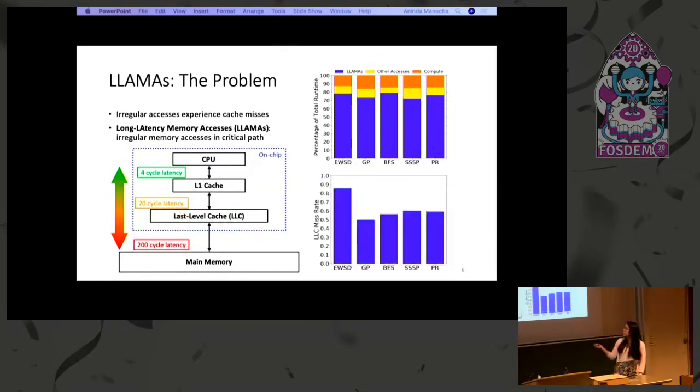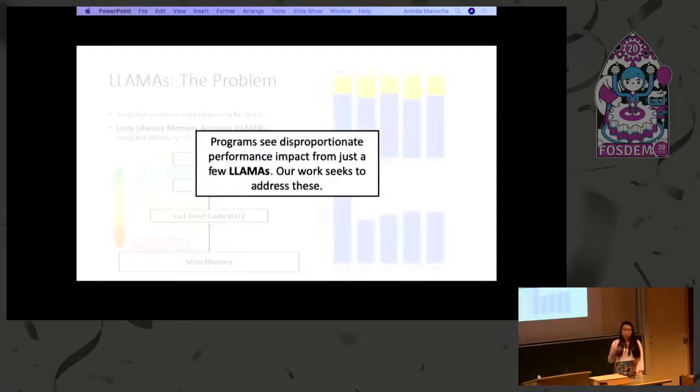This graph below shows specifically the LAMAs' last level cache miss rate. If you look at all of these 5 different applications, you can see that the last level cache miss rate is 0.5 or above, which means that more than 50% of the time, these LAMAs are performing an expensive long latency memory access to main memory. So because LAMAs have a disproportionately large impact on the performance of these graph applications, our work seeks to specifically address them.